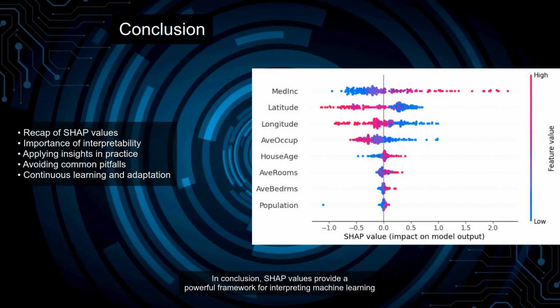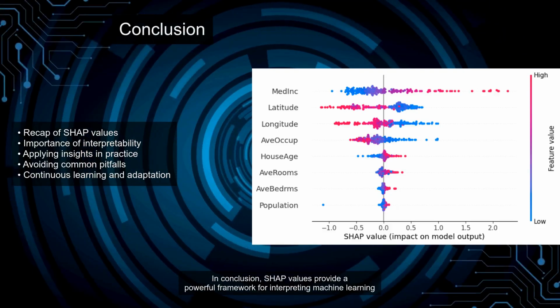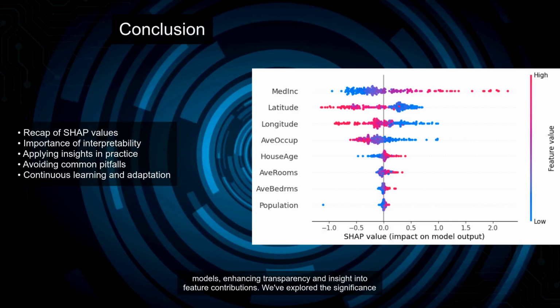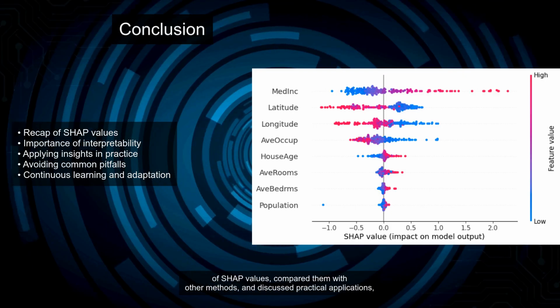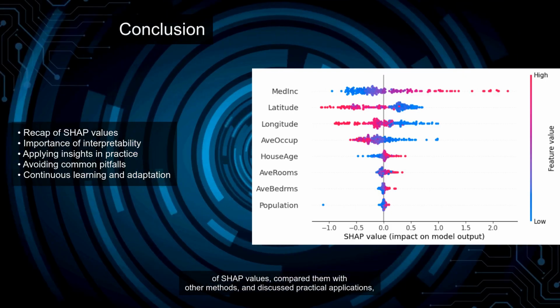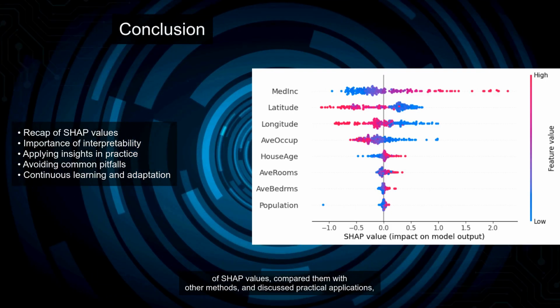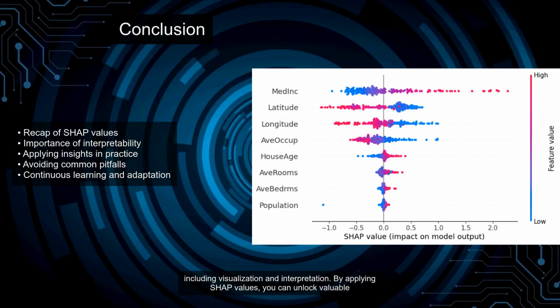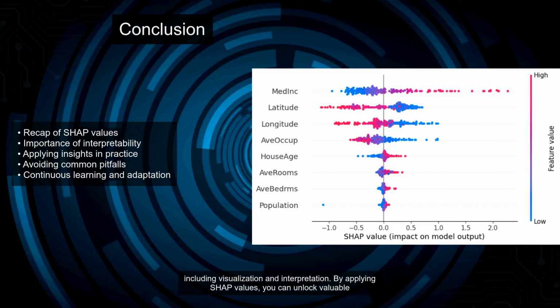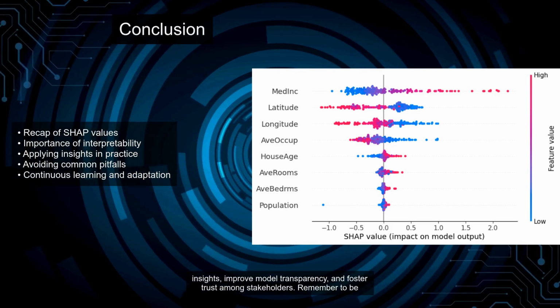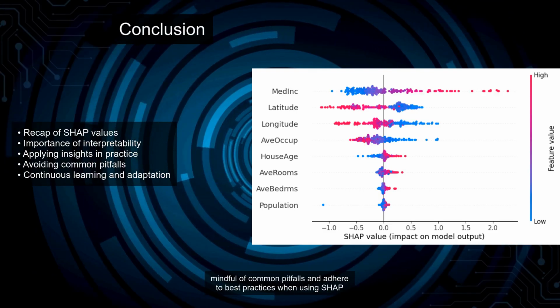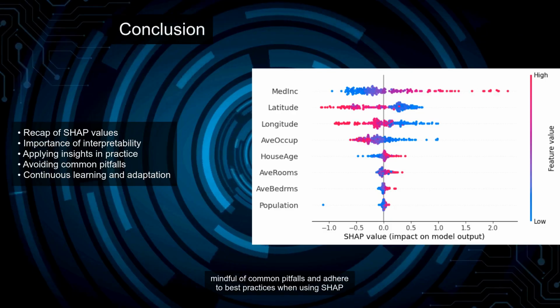In conclusion, SHAP values provide a powerful framework for interpreting machine learning models, enhancing transparency and insight into feature contributions. We've explored the significance of SHAP values, compared them with other methods, and discussed practical applications, including visualization and interpretation. By applying SHAP values, you can unlock valuable insights, improve model transparency, and foster trust among stakeholders.